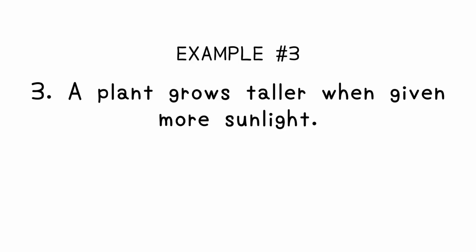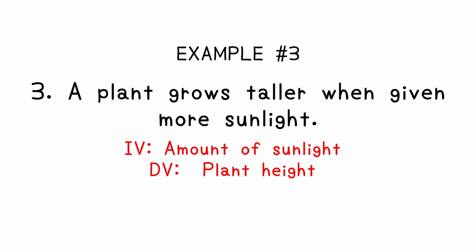Example number 3. A plant grows taller when given more sunlight. The IV is the amount of sunlight, while the DV is the plant height. If a plant gets more sunlight, it will likely grow taller, meaning the plant height is the dependent variable. Sunlight exposure is an independent variable because it is the factor being changed.